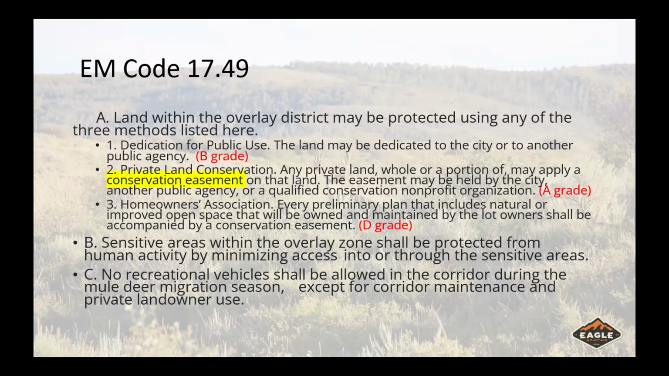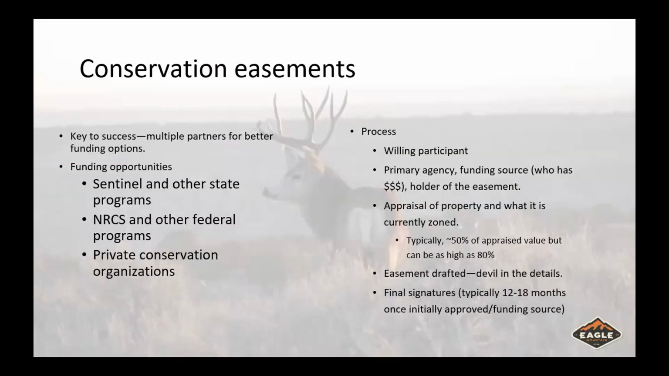Another thing with this corridor is that it basically eliminates recreation during the migrating season. So in the fall, and in the spring when they come back, we're able to shut that down and not have any recreation, so we can avoid human-wildlife conflict during those time periods.